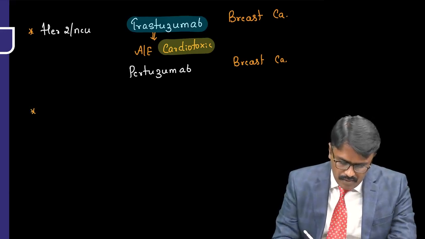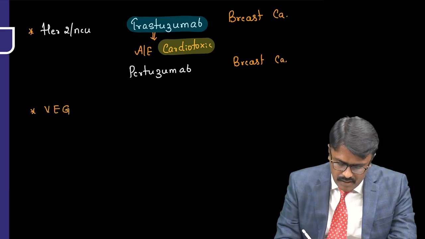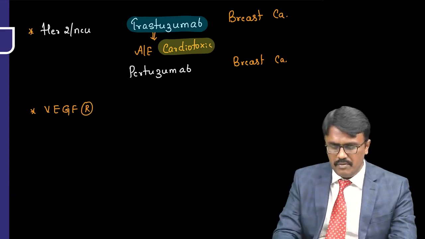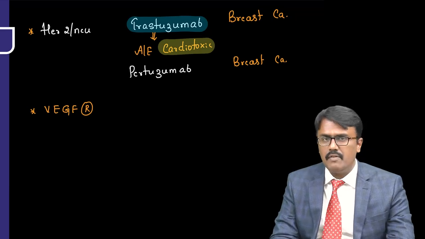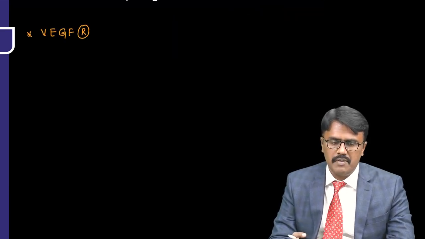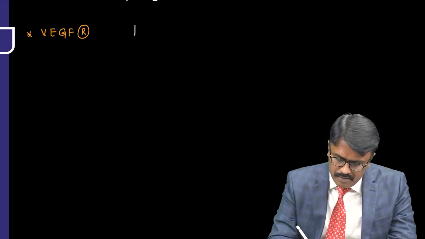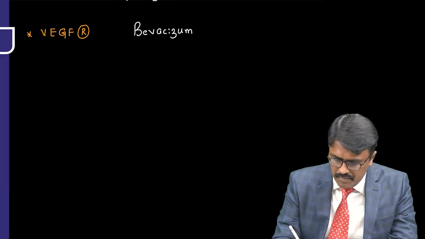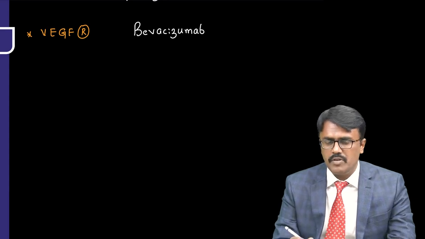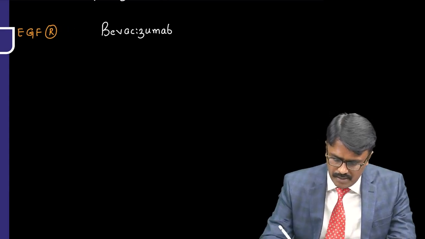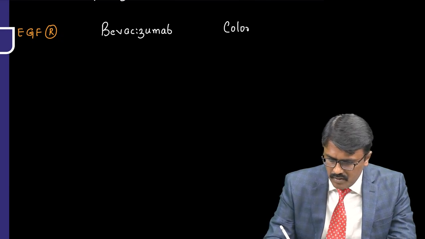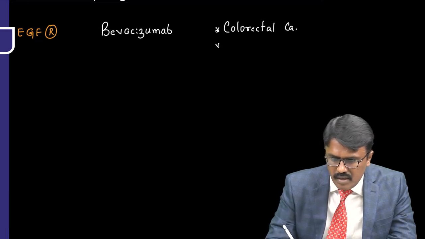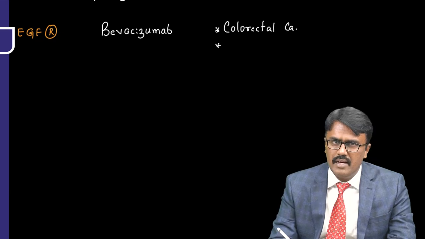Now, blocking of vascular endothelial growth factor receptor. Now, this is very common because this is required for the tumor to survive. They require the vascular supply for survival. Now, that is blocked by bevacizumab. It is blocked by bevacizumab, and most of you know the drug. It is used in colorectal cancer.